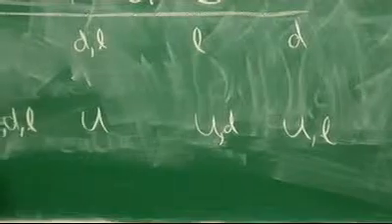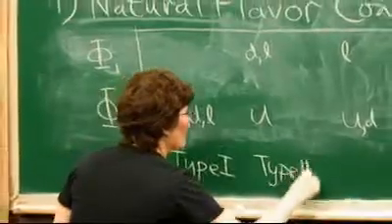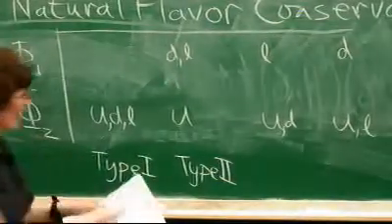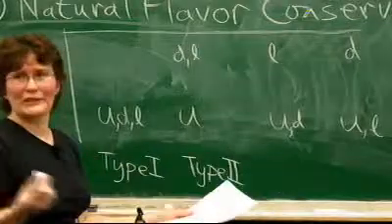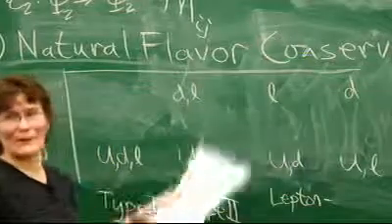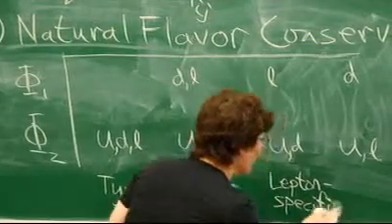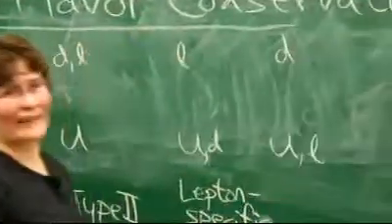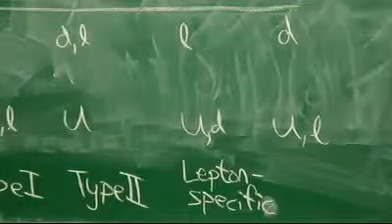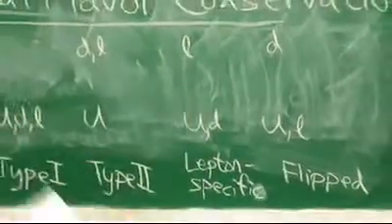These are called type 1, type 2. This is the case in the MSSM, okay? This has like 3 or 4 different names in the literature, but I like to call it lepton specific because it helps me remember that it's the leptons that are special. And then this one also has like 3 or 4 names in the literature. I like to call it flipped because it's like type 2, except the leptons are flipped down to couple to phi 2. Okay, so those are the 4 types of 2 Higgs doublet models when you ignore neutrinos.